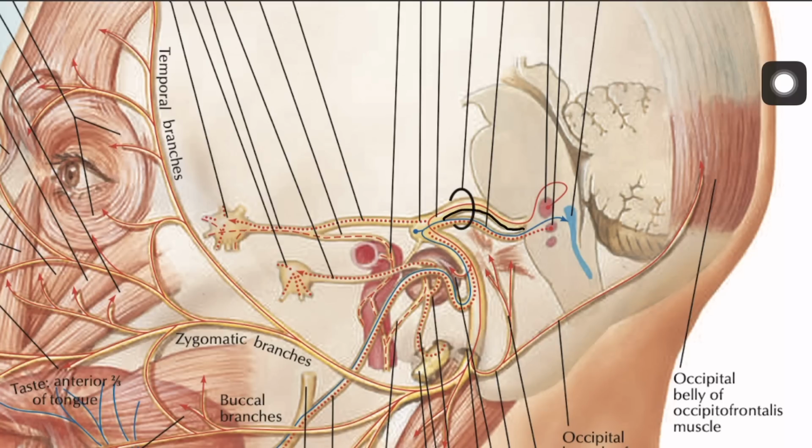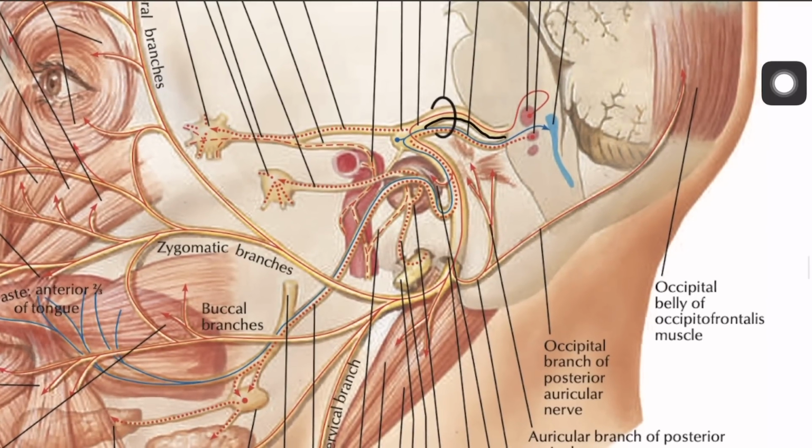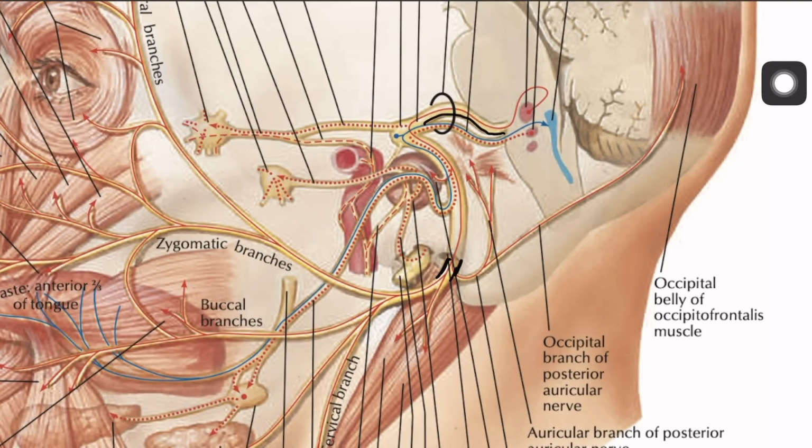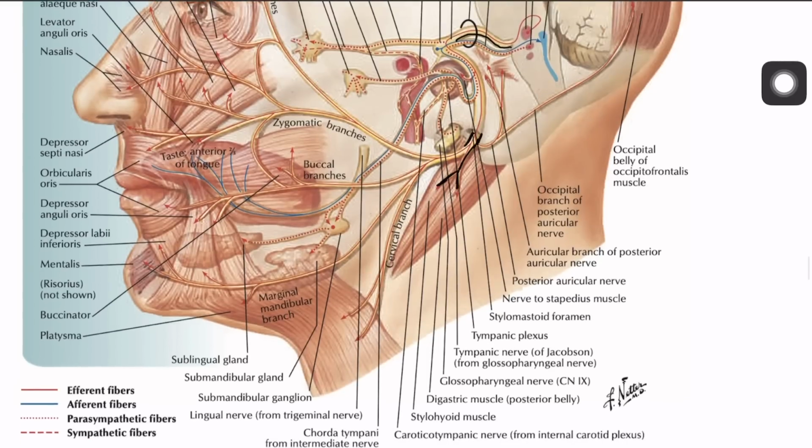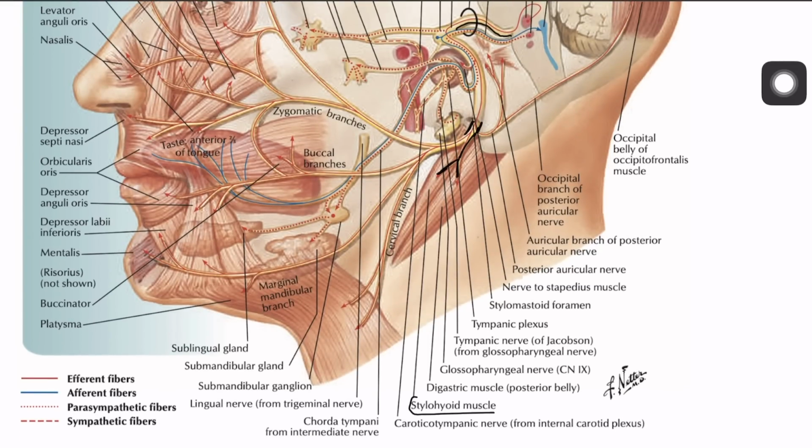As you can see here, it gives the chorda tympani as well, and it comes out through the stylomastoid foramen. While it's coming out, it gives a branch to the digastric muscle, the posterior belly, and the other muscle, which is the stylohyoid muscle as well. This is the stylohyoid muscle, and the other muscle is the digastric muscle.